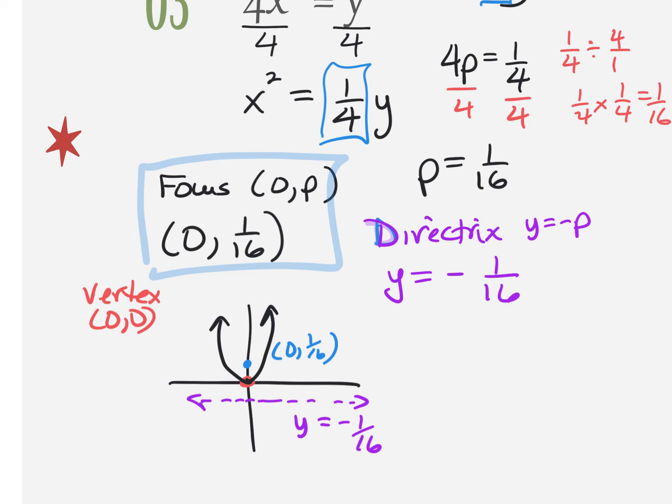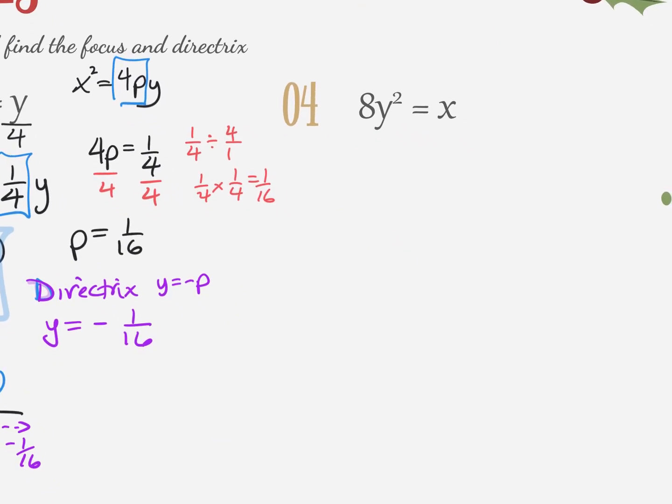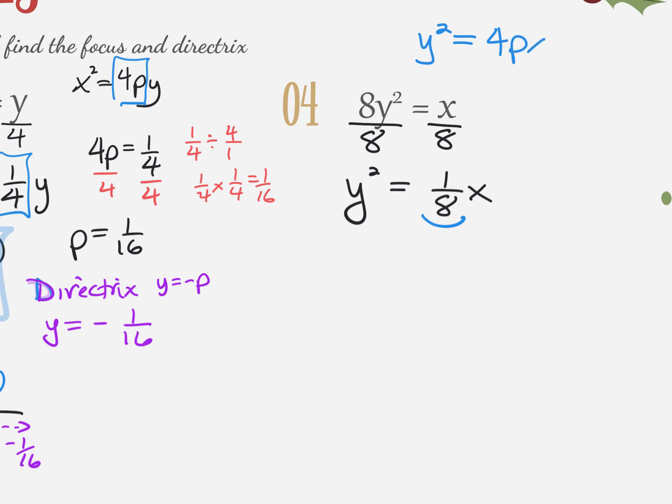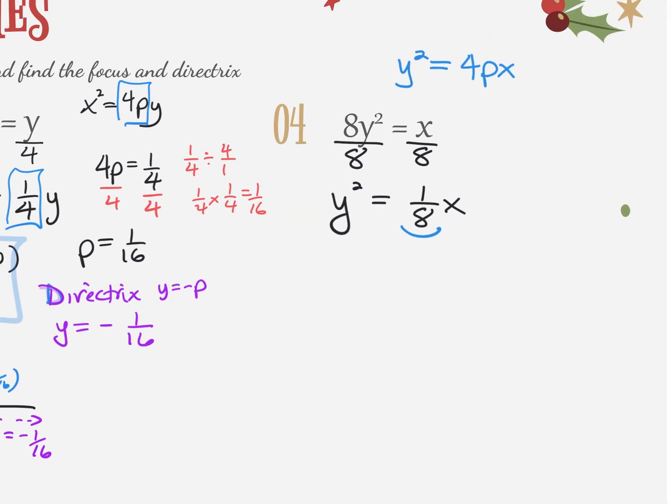Let's try another one. Again, isolate the square term first. So divide both sides by 8. Y squared equals, again, I'm going to make it 1/8 x, because this 1/8 is what 4p equals. Because remember, it's in this form, y squared equals 4px. So I'm going to set 4p equal to 1/8.